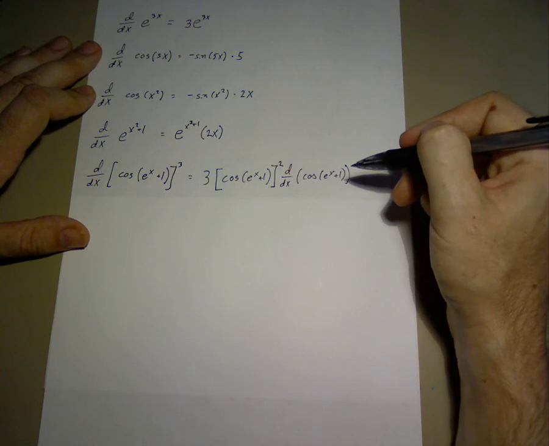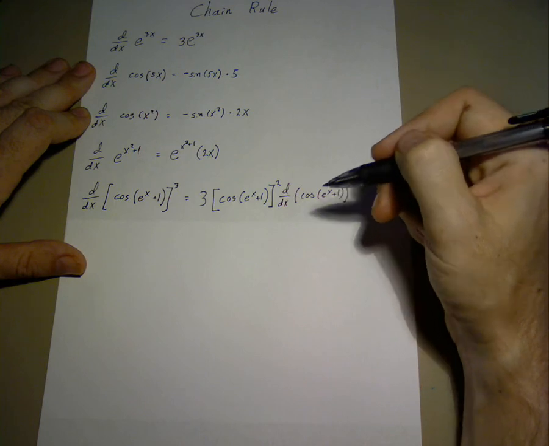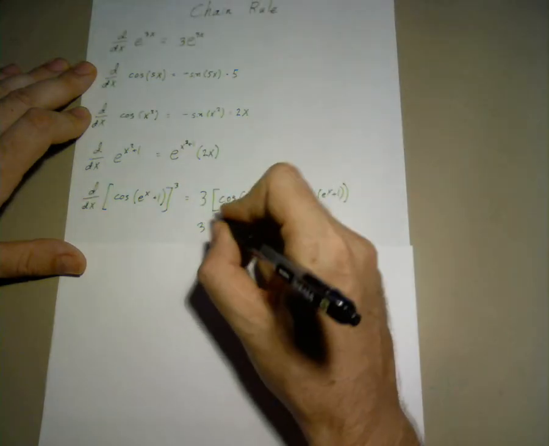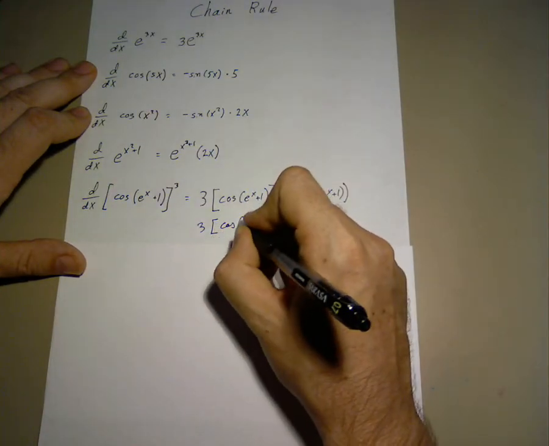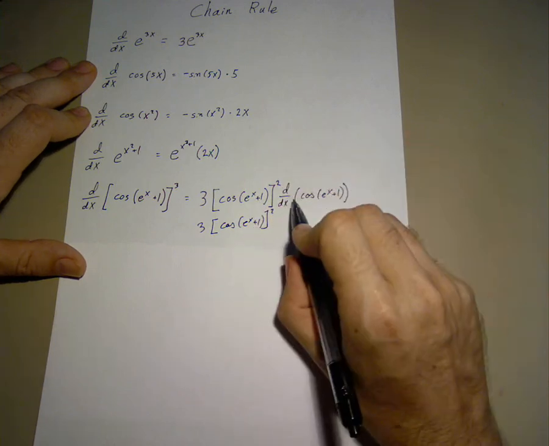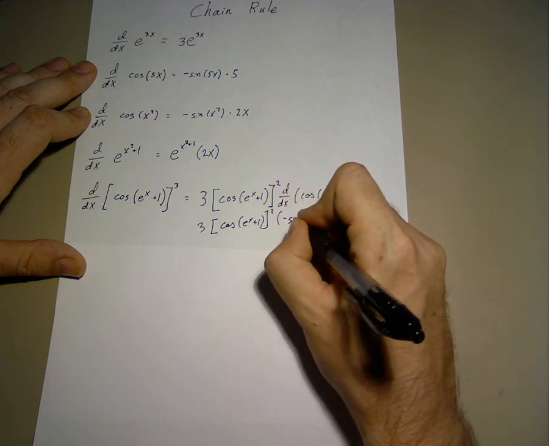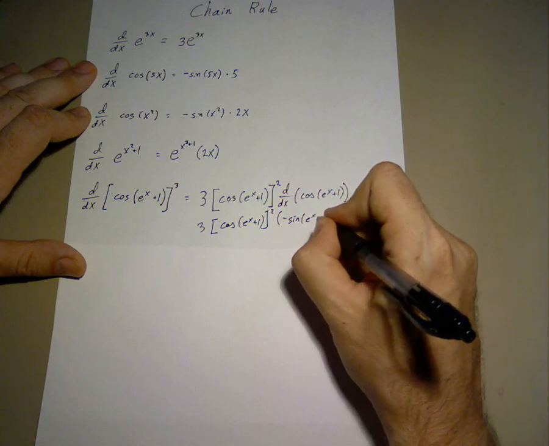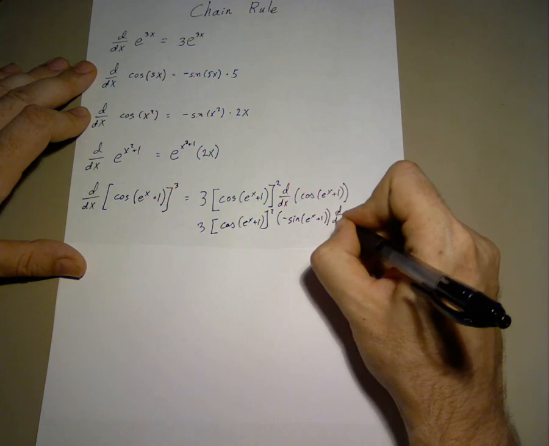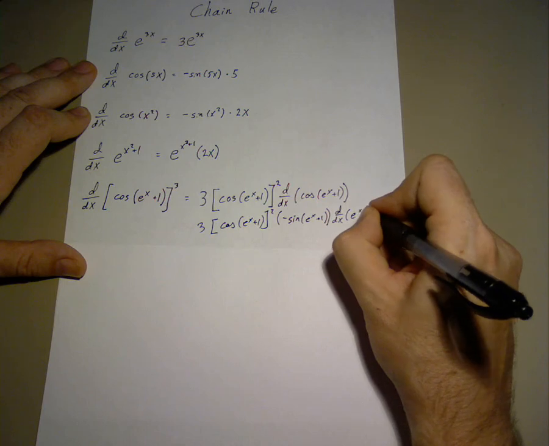The name chain rule wants us to bring to mind the idea of a chain, that we can apply this as many times as we need to. Continuing on, we have cosine e to the x plus 1 squared. The derivative of cosine is negative sine of e to the x plus 1, times the derivative of what was inside the sine, which is e to the x plus 1.